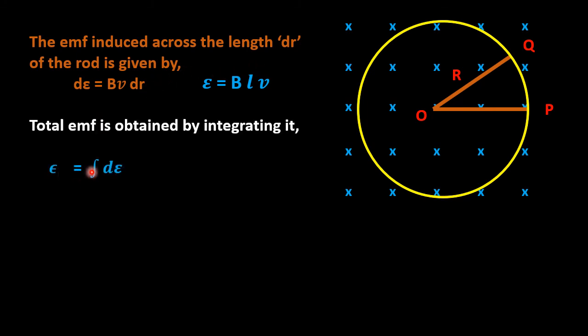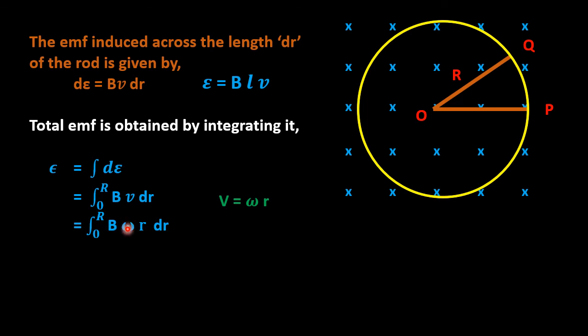So total EMF equals integration of dE. Using the expression for dE from here and integrating from 0 to R, we have to integrate over the entire length of the rod. The length of the rod is from 0 to R, because the total length of the rod is R. So integration from 0 to R, B v dr. But we know that v equals omega r. So using this here, integration from 0 to R, B omega r dr.